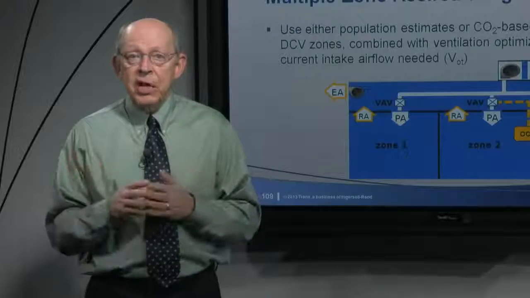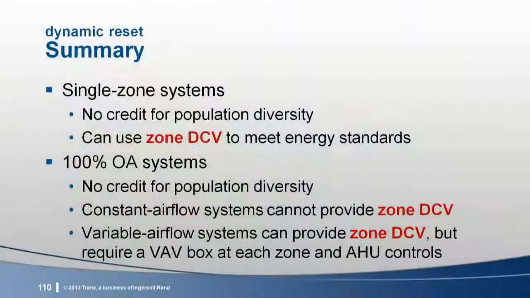Now, let me summarize dynamic reset. Some single zone systems must include demand control ventilation to meet energy standards. We know how to provide it, and it saves energy with minimal impact on first cost. And if any zone in a 100% outdoor air system requires demand control to meet these standards, its outdoor airflow varies, so the air handler can't supply outdoor air at constant volume.